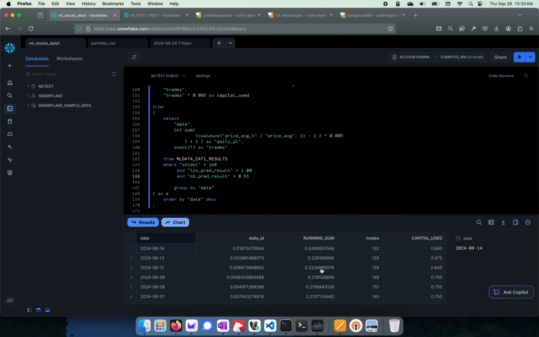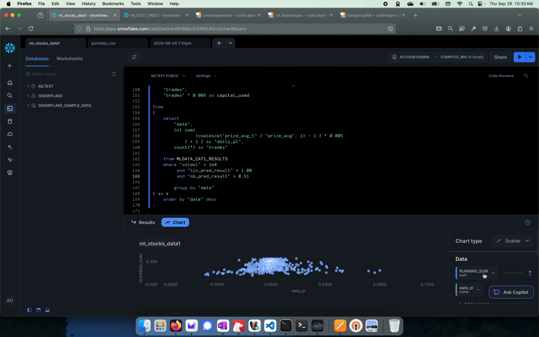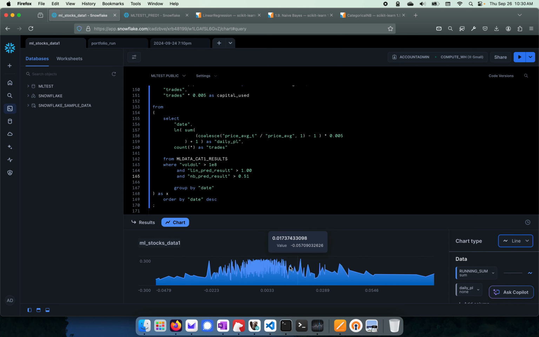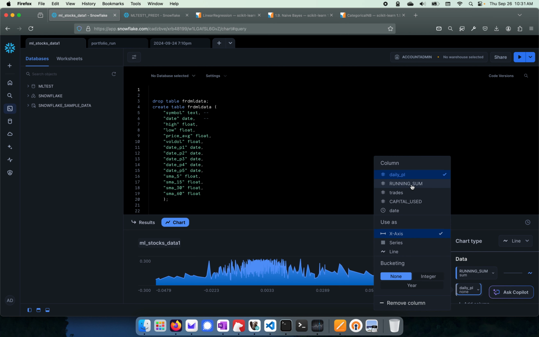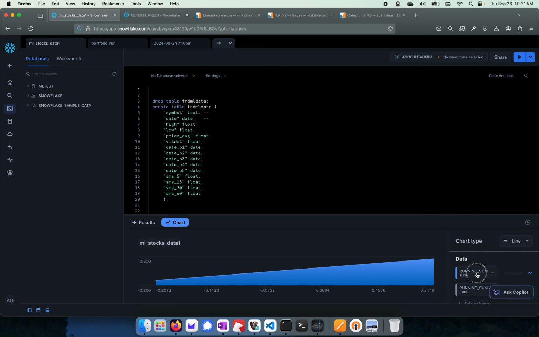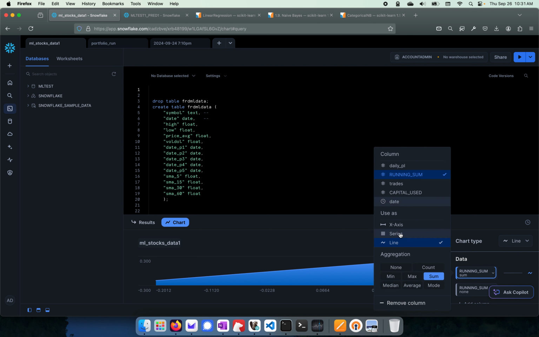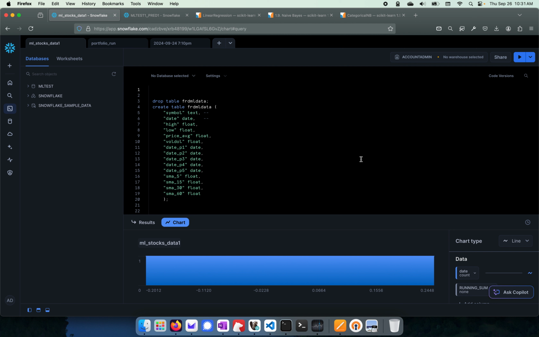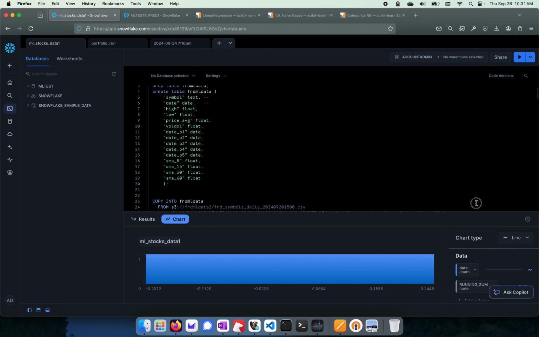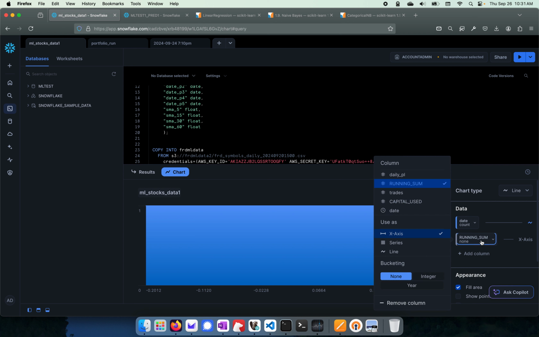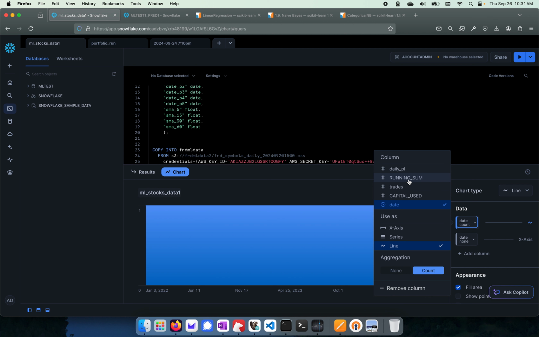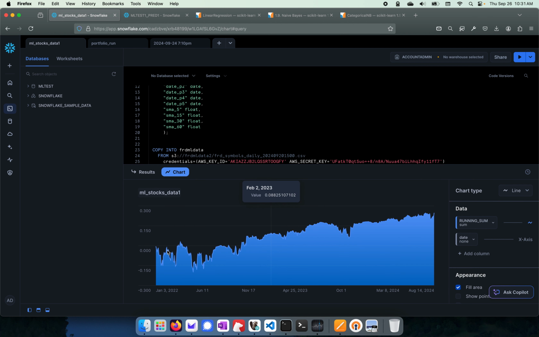So we can see this in our chart, and we want to take a look at a line chart, and we want to take a look at not the daily profit and loss, but the running sum, and we want to look at the date. Okay, let's take a look here. So the x-axis needs to be the date, and the y-axis needs to be the running sum. There we go. So this is our portfolio.